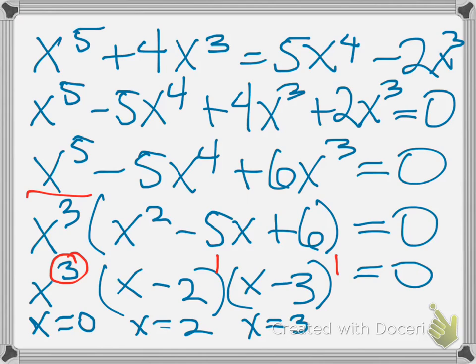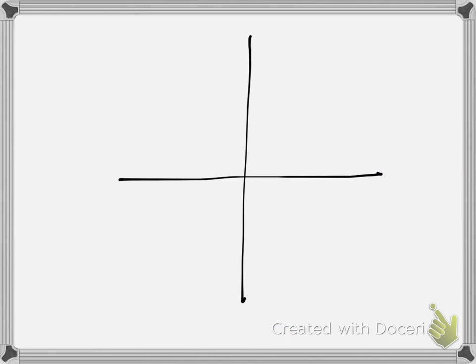Let's go ahead and create a rough sketch of what our polynomial function is going to look like. We said we have zeros at 0, 2, and 3. So I'll go ahead and say here's 1, 2, 3. And I'll plot those three zeros. So one's here, and we said it was at 2 and 3.